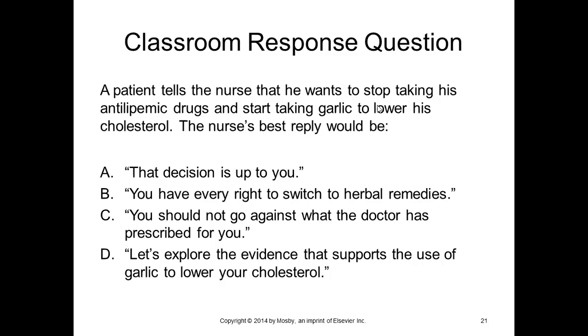Number A, that decision is up to you. Number B, you have every right to switch to the herbal. Number C, you should not go against what the doctor prescribed for you. And number D, let's explore the evidence that supports the use of garlic to lower your cholesterol level, right? So number D is a very logical explanation.